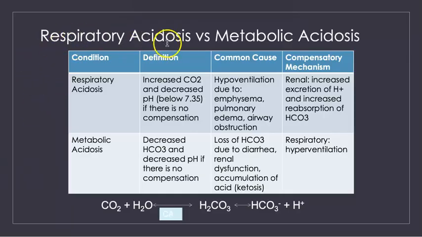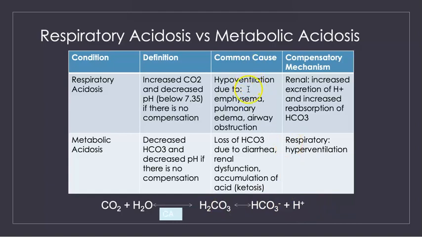Okay, so let's take a look at acidosis conditions first. There are two different types. You can either have respiratory acidosis or metabolic acidosis. Basically, the way that they are defined is pretty much by their cause. So let's just take a look at this. Respiratory acidosis is an increase in carbon dioxide and a decrease in pH. So again, as we have an increase in carbon dioxide, we'll form more of this carbonic acid, which means we will form more hydrogen ions.